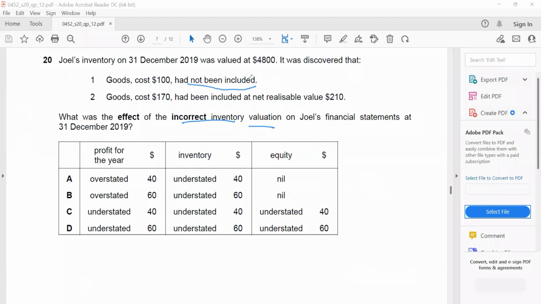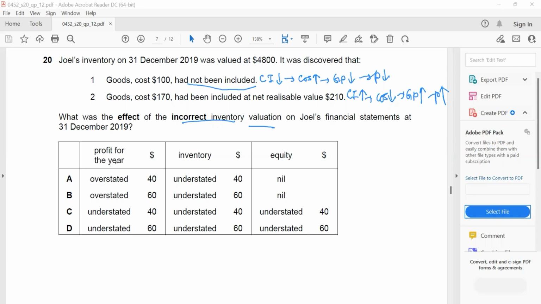Okay. So goods not included. Closing inventory understated. When closing inventory is understated, cost of sales is overstated. Cost of sales overstated, gross profit understated. Gross profit understated, profit will be understated. Whereas this one is the overstate. Closing inventory overstated, cost of sales understated, and then gross profit will be overstated, profit will be overstated. So there is a direction on the effect.